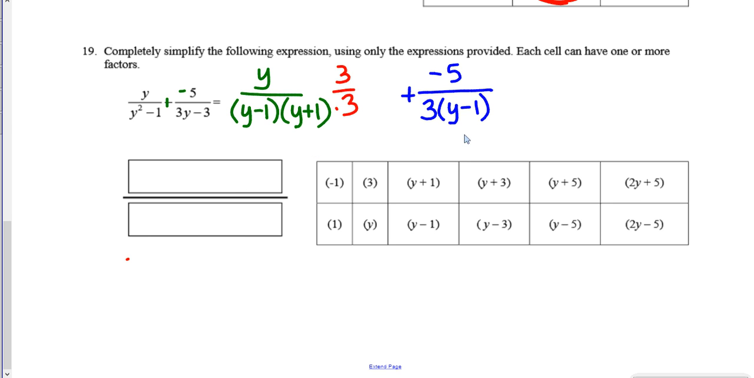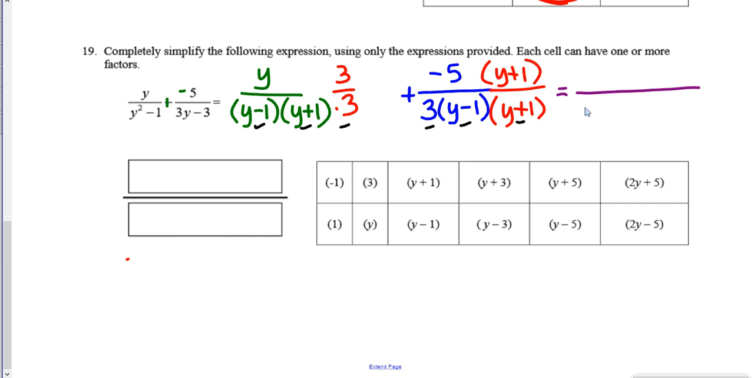I also have a y minus 1, which this one has. My second denominator, I have the 3, the y minus 1, but I'm missing the y plus 1. So I'm going to put a y plus 1 on the top and bottom because the only thing I can multiply by is 1. Let's just double check my denominators. y minus 1, y minus 1, y plus 1, y plus 1, 3, 3. I have all the parts for my least common denominator. Now I'm just going to simplify.